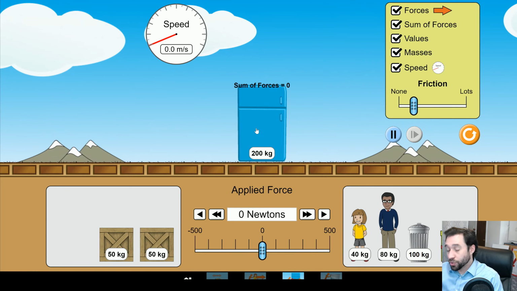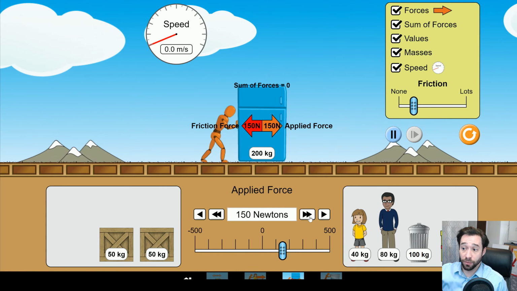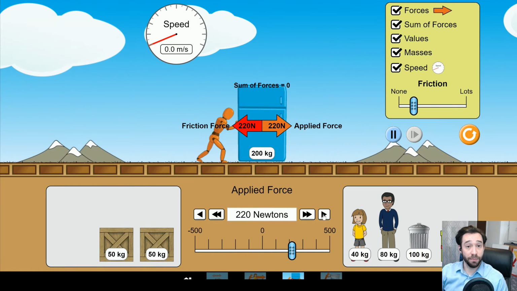Okay, so now that we all understand the process, I want to know what the coefficient of static friction is for this scenario. So we know that the threshold was at 220 newtons. So 220, that's the maximum amount of force that I can apply before it breaks free. Cool.